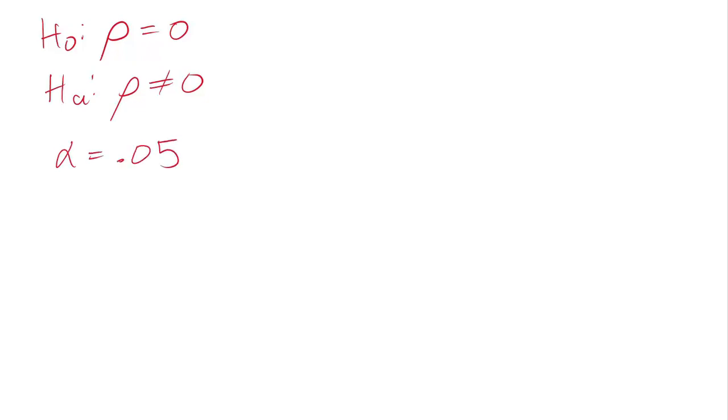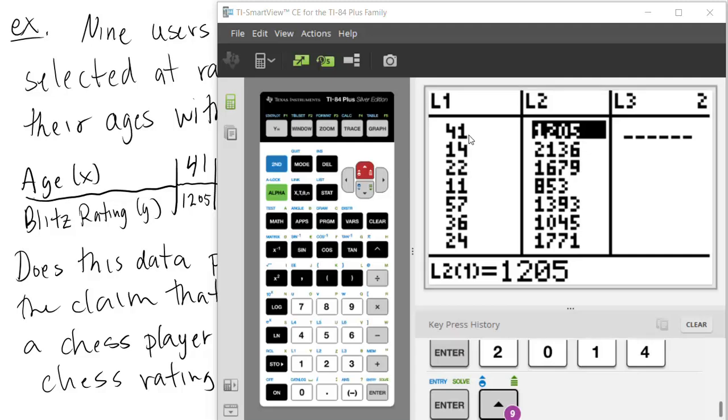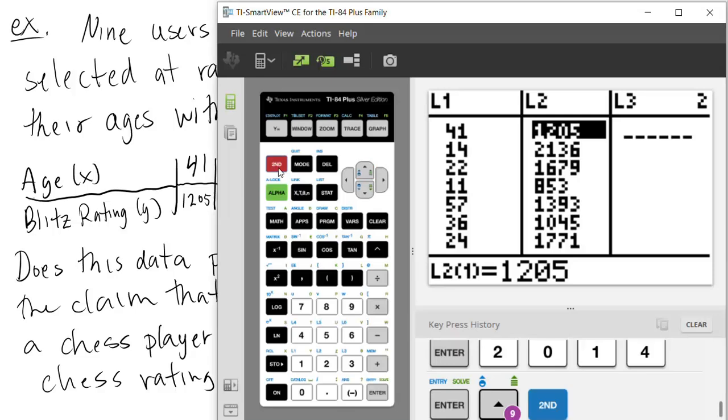Step 3 is to collect the raw data, so we're going to type this data into the calculator. I won't make you watch me do that. So I have all my data typed in here. The first person was 41 years old and had a Blitz rating of 1205, and so on and so forth. We're going to quit back to the main screen with second and the mode key.